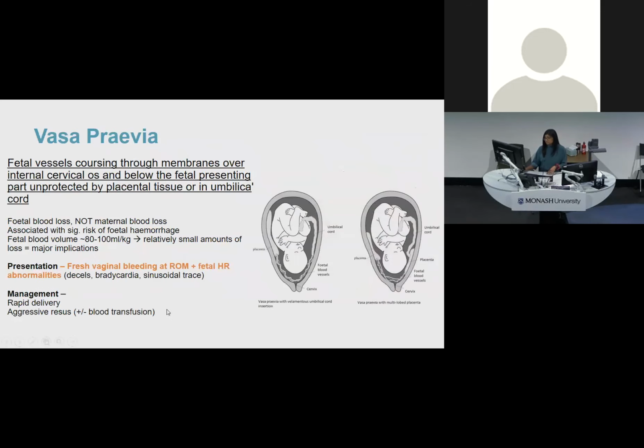Vasa previa, the main thing to take away from this is it's actually fetal blood loss, not maternal blood loss. It can happen from two ways, either a velamentous umbilical cord or multi-lobed placenta, where you get the blood vessels that are exposed and below the presenting part on top of the os. Even if it's a small bleed, it's still significant risk to the fetus because they have a smaller blood volume. So they can have major implications. So usually if these babies present like this, they'll have fresh vaginal bleeding plus fetal heart rate abnormalities. And then management includes just rapid delivery and aggressive resus for them.